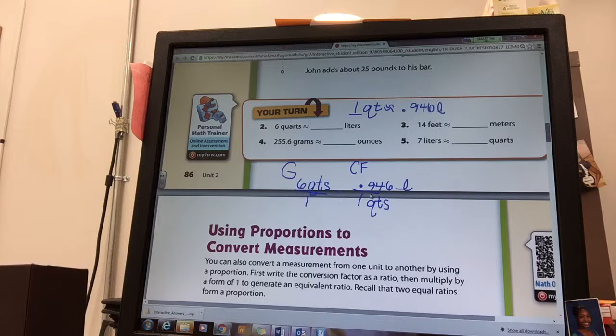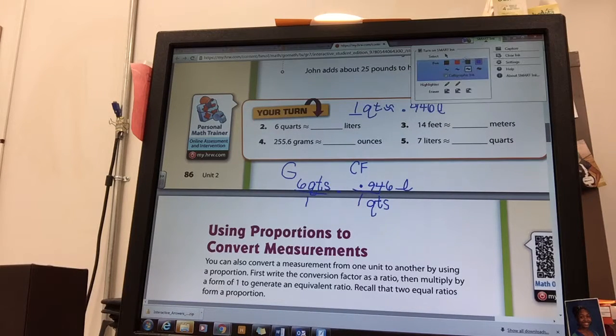And that's actually as far as I really want y'all to go. This would be 6 times 0.946, and that'd be your answer. Hope this helps you understand. We're going to look at another way of doing it on the next page. So I'm going to scroll down.